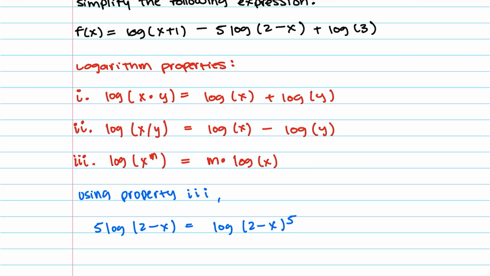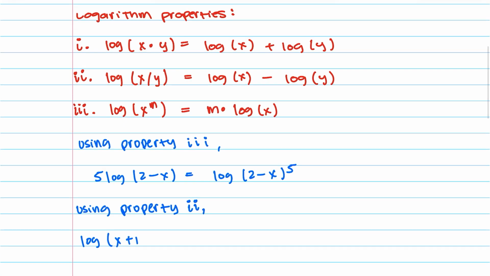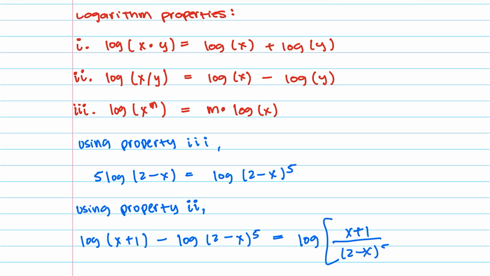Now let's use property 2 to simplify the log of x plus 1 minus the log of 2 minus x raised to the 5th power. And so these two terms can be simplified to the log of x plus 1 divided by 2 minus x raised to the 5th power.